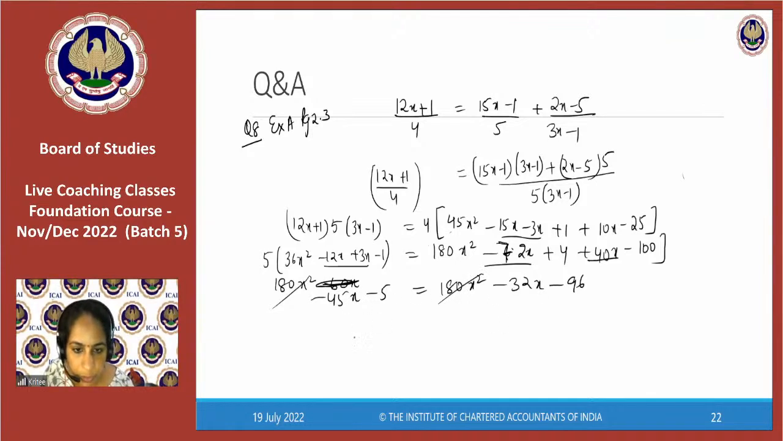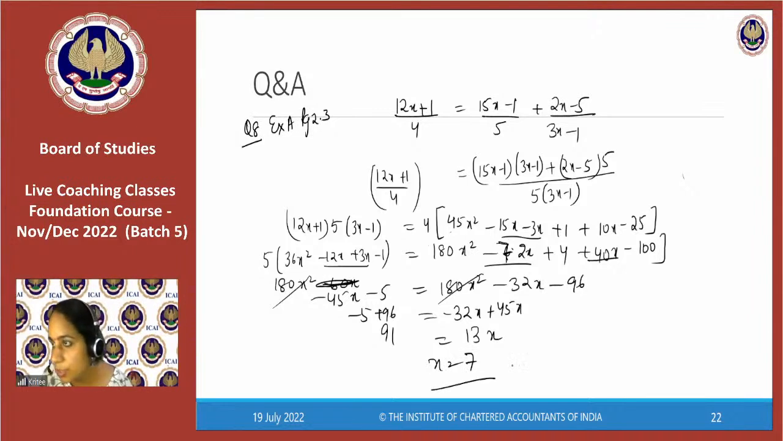Take both the numbers into one side. So 30 minus 32x plus 45x. This goes here, minus 5 plus 96. This is 91. This is 13x. X is equal to 7 is your answer. Part D is your answer. I hope that solves your problem.